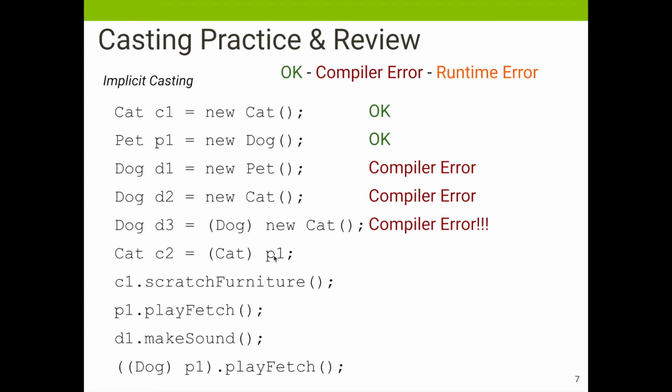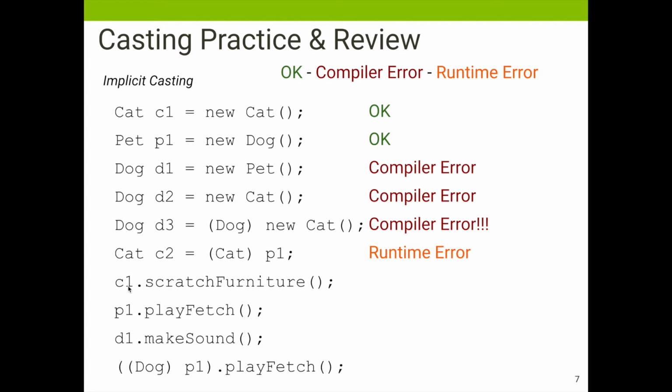Okay, what about here? P1, which is a pet identifier. It's a pet basket. So P1 is holding a pet of some kind, and we know it's holding a dog. Can I explicitly cast it to a cat and stuff it into a cat basket? These are really strange. You get a runtime error. So the compiler says, hey, all I know about P1 is it's a pet. And some pets are cats. So I'm going to let you do this at compile time. But the runtime says, I know that P1, pet 1, is actually a dog. So you get an error there.